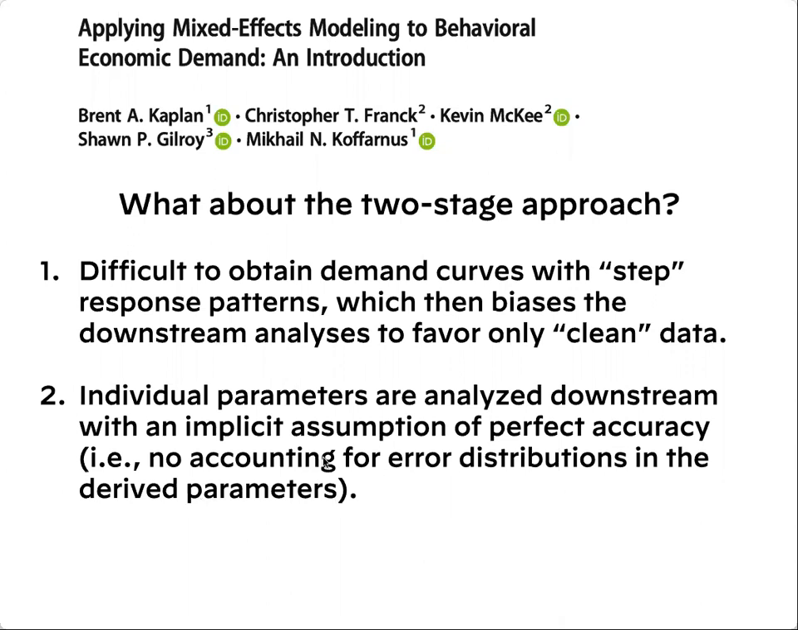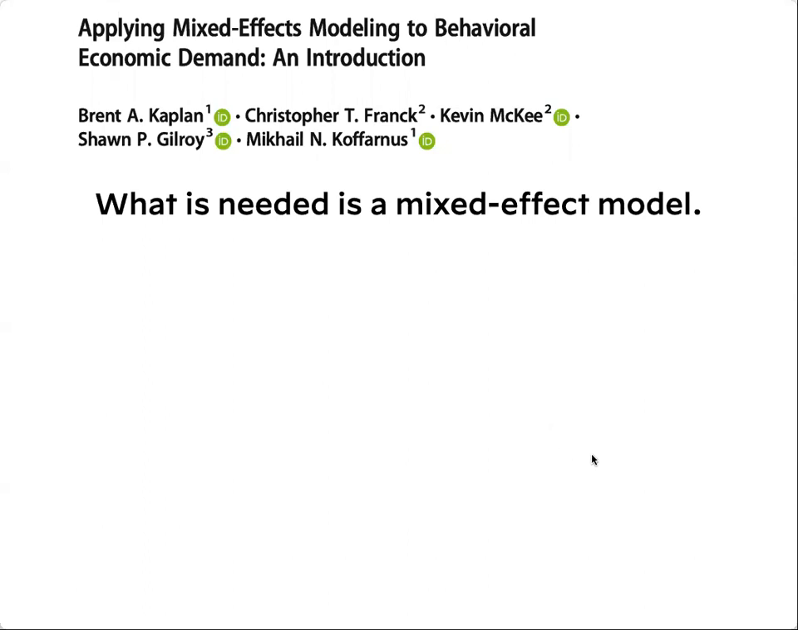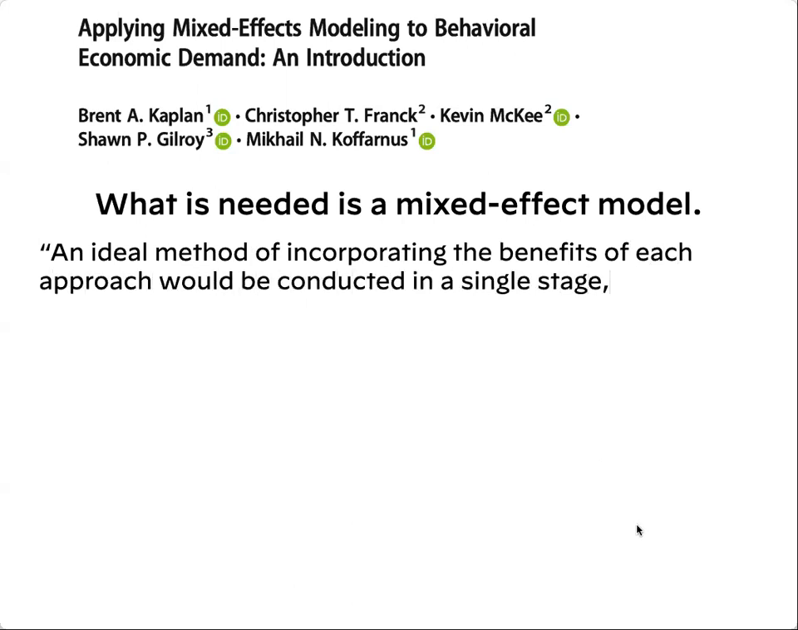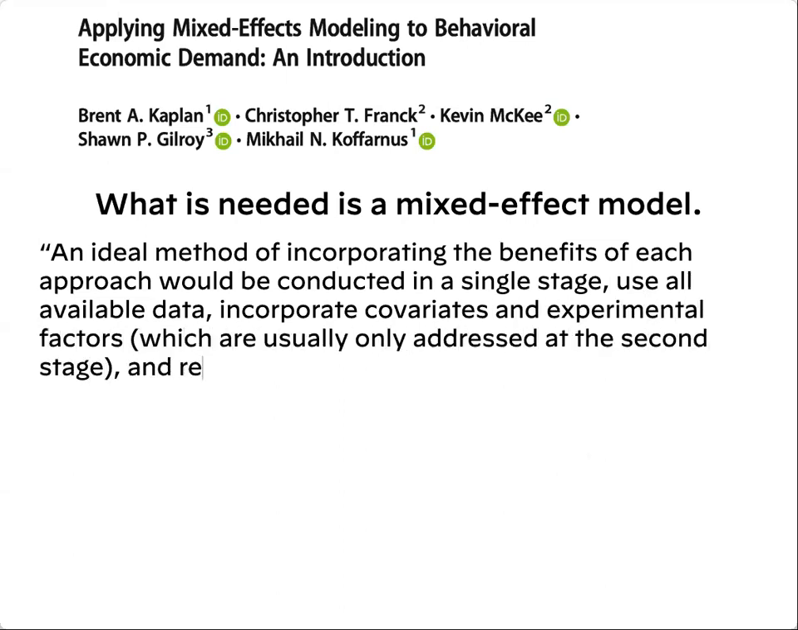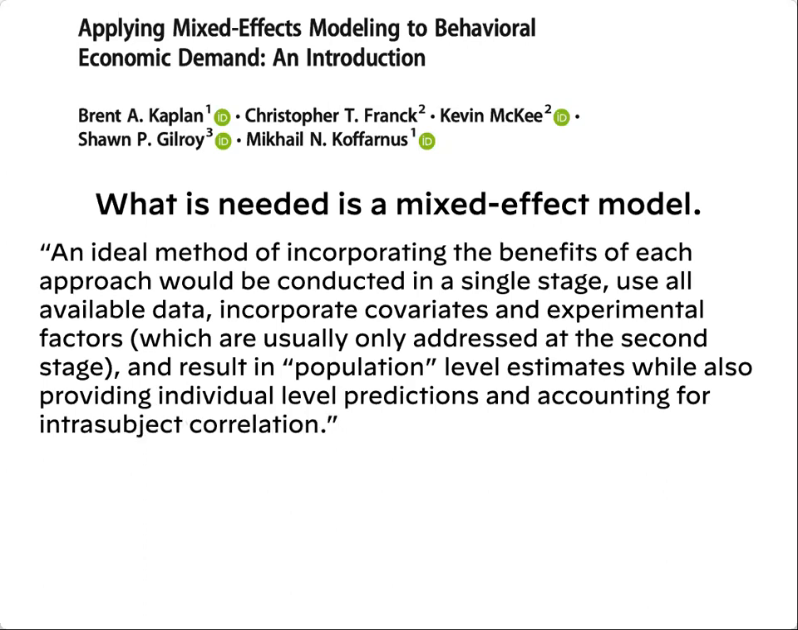And then finally, it does not account for intra-subject correlations across experimental conditions. So Brent makes a very strong case for a mixed effect model. And so in his own words, it's an ideal method of incorporating the benefits of each approach in a single stage, using all available data, incorporating covariates and experimental factors. We often look at these at the second stage, but this then results in population level estimates. But it also gives you all those individual estimates. So this is like a win-win. So you have your cake and eat it too, so to speak.